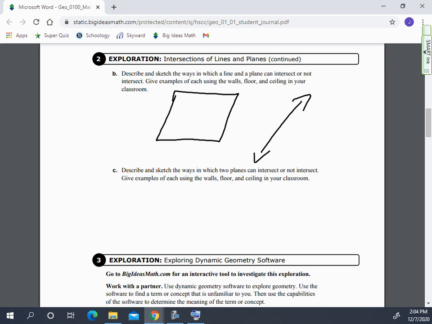Now, think of that line going from one classroom to the other. Think of that going through. Oh, it hits. And it goes through my classroom. Oh. It goes through my wall into the other classroom. That is what it looks like when a line intersects a plane.